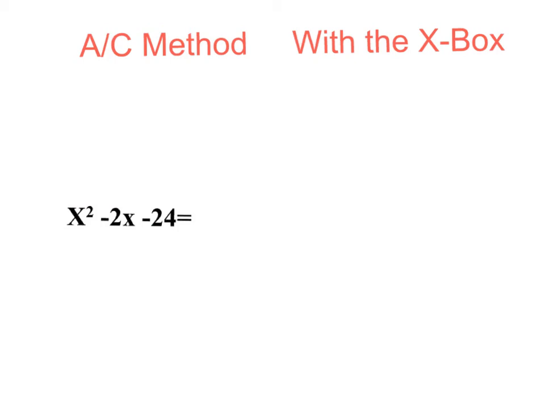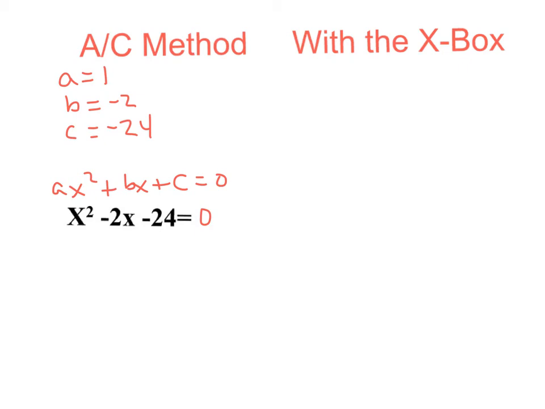Alright, folks, AC method with the X box. So when we do this, this is for all, including the ones I just showed you. But you got to take a look. You got to remember this thing is in ax squared plus bx plus c form, equaling 0. That's a typical quadratic. So my a is the coefficient out in front, in this case an unwritten 1. The b is a -2, and my c is equal to -24. Then we play with those numbers in order to come up with our factors.